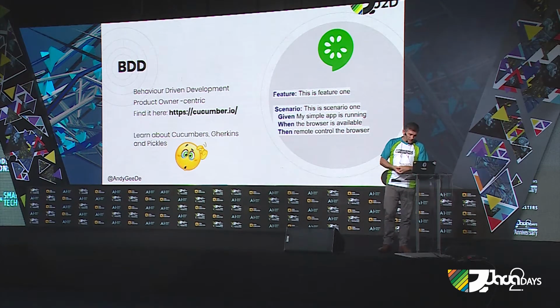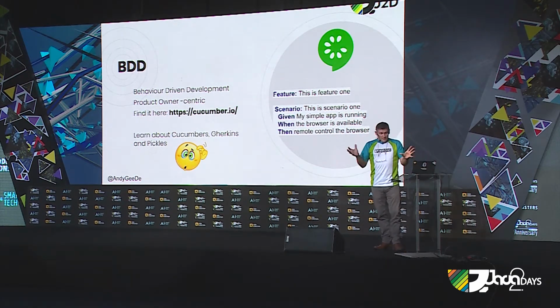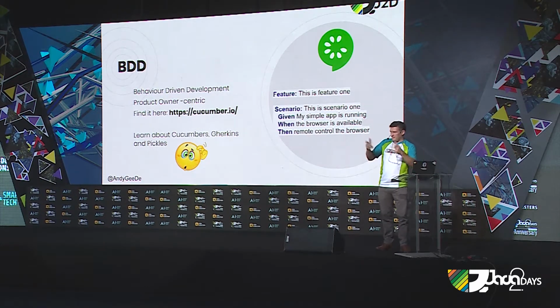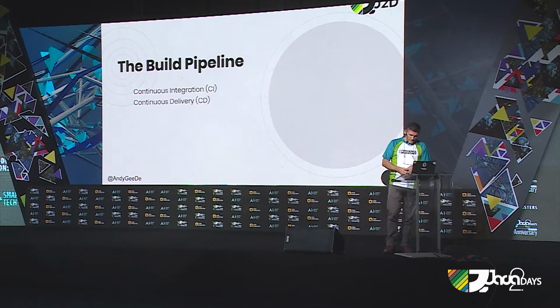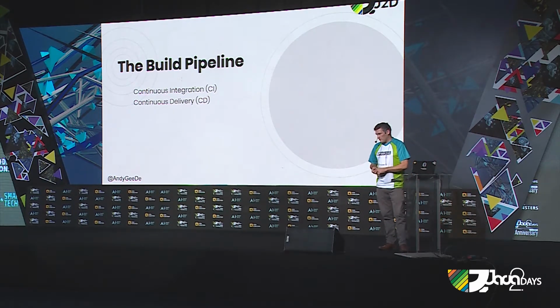and we'll be seeing some of this in a minute in live code. You're going to be learning about cucumbers, gherkins, and pickles. I have no idea why they picked those names. They're kind of weird, but it's called Cucumber testing or BDD testing. And the next one is going to be our build pipeline.